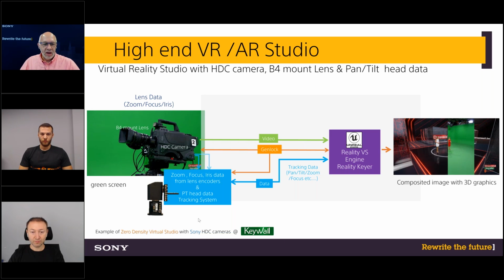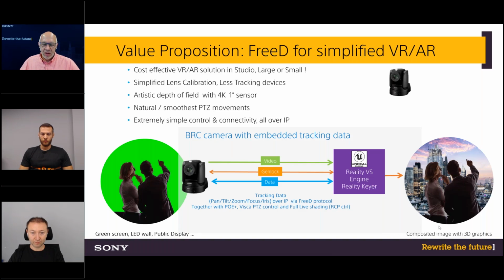And what we are proposing today, since a new firmware update is available on our Sony PTZ camera, with version 2.10, it now allows sending all this metadata from the lens and from the PTZ head through a single network cable to the engine. So it's a very cost-effective virtual reality, augmented reality studio, not only for large green screen studios, but also for small studios. You can use it in a radio studio with a small public display, for example, to have augmented reality in a small environment.